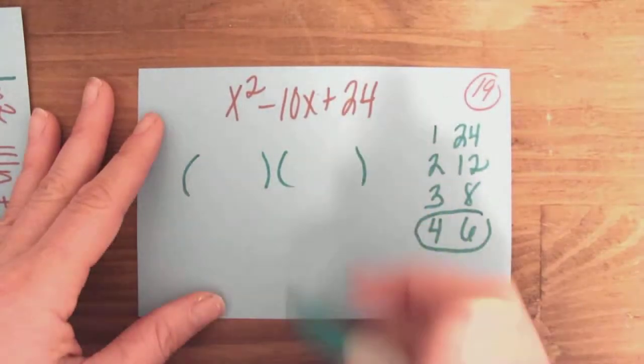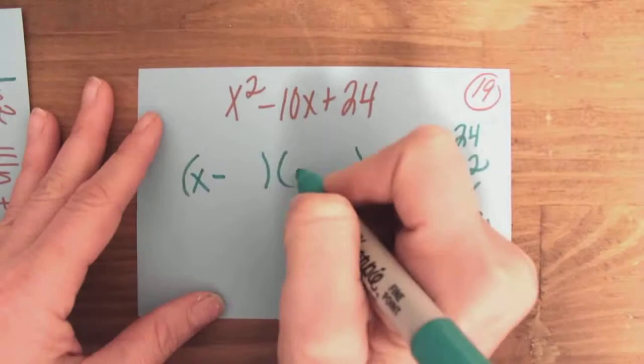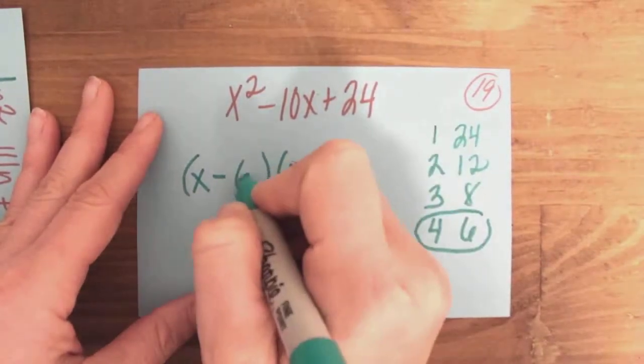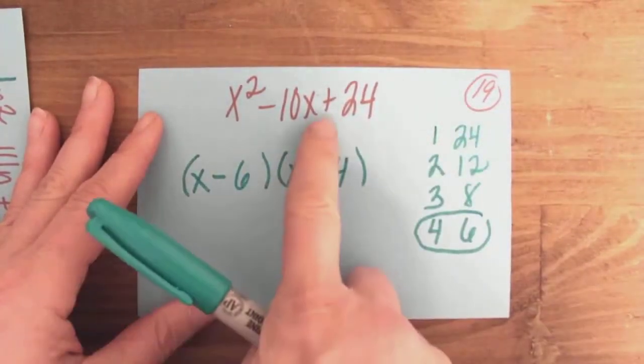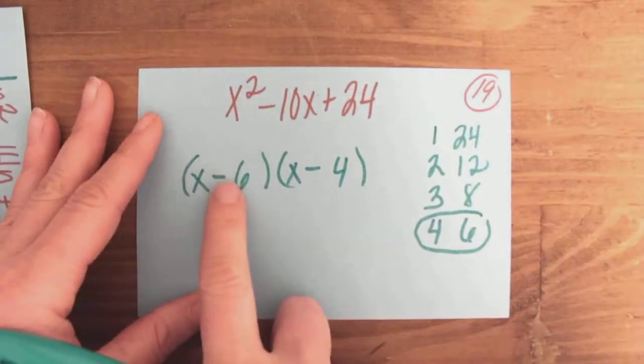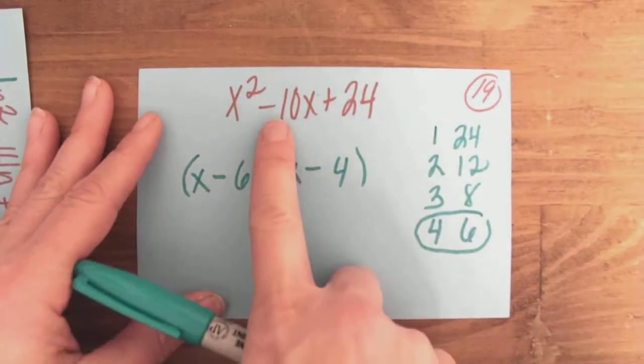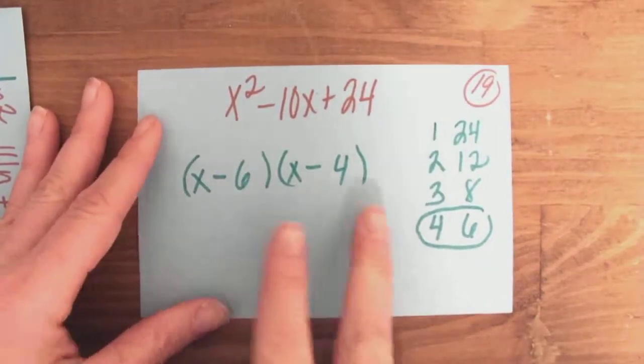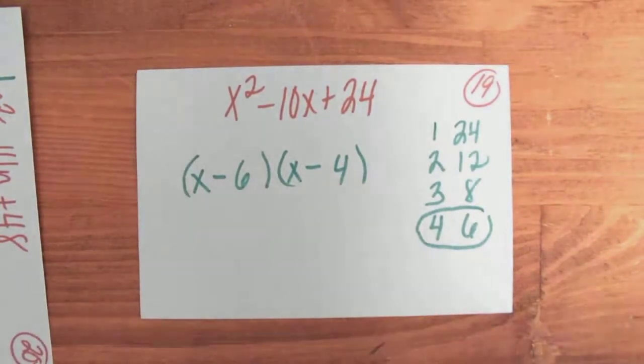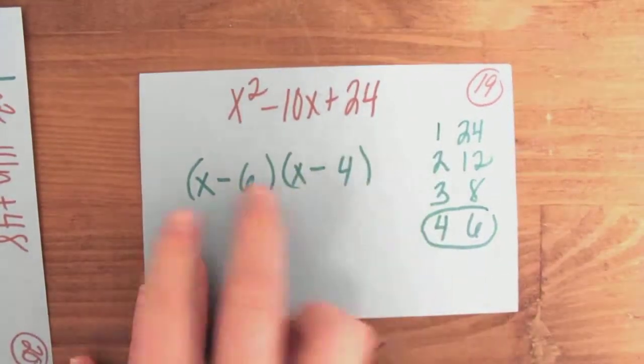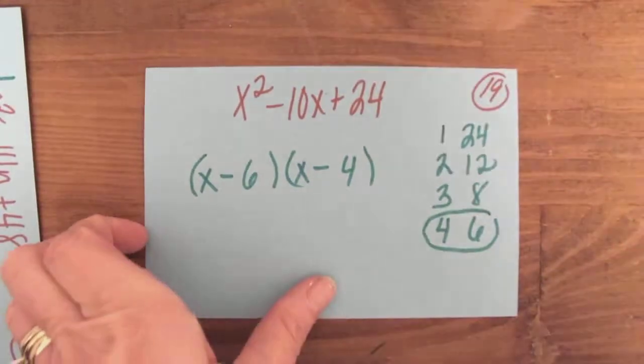They need to multiply to give me a positive. I'm going to make them both negative because a negative times a negative is a positive, and negative 6 and negative 4 more would stay negative. Again, you could write the x minus 4 first and the x minus 6 second. The order would not matter.